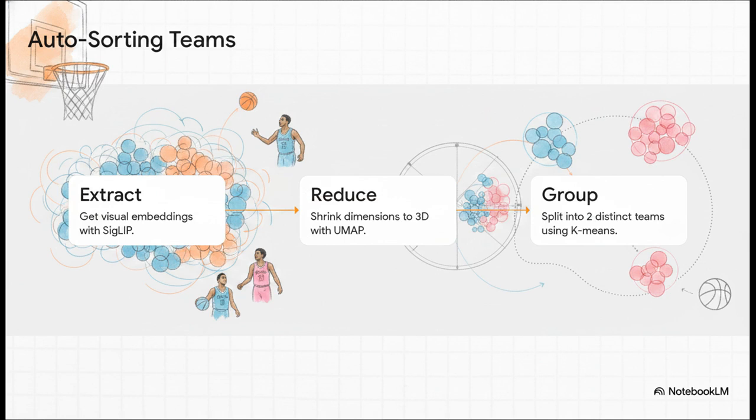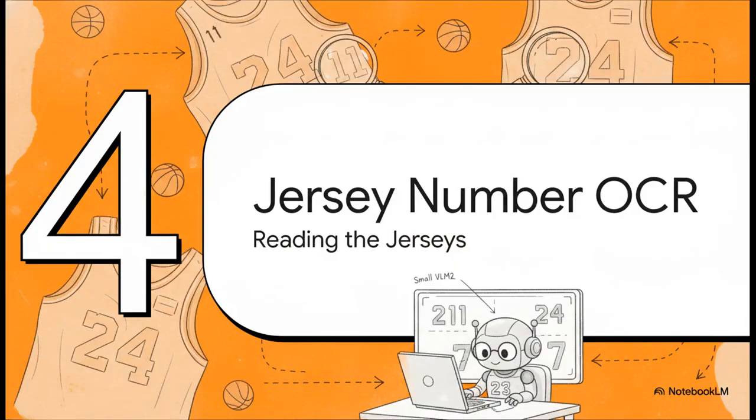So even if a team randomly decides to wear surprise pink alternative jerseys one night, the pipeline perfectly separates them based purely on visual similarity. No manual labeling required.